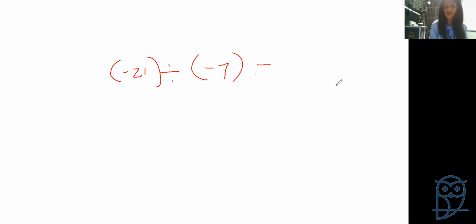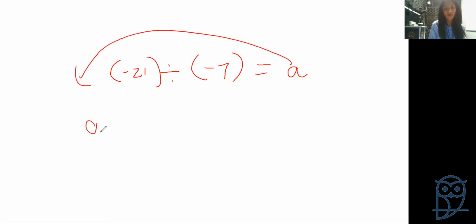So, for example, if I said -21 divided by -7 is equal to, well, let's call the unknown a for now. So -21 divided by -7 equals a. How will I get my answer? What do I need to do? The first thing I need to do is move a across. I'm solving for a. I say a is equal to, not equal to, a times -7.